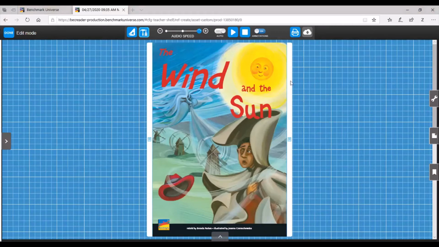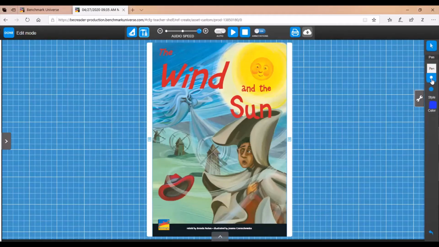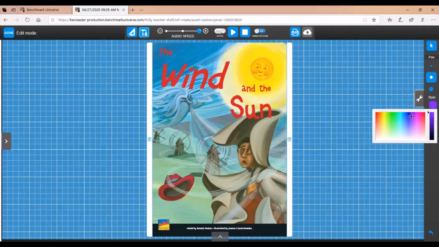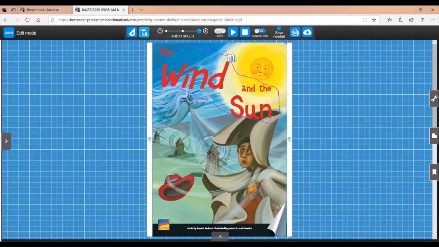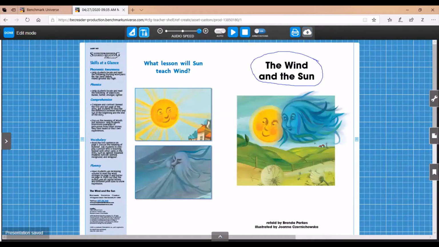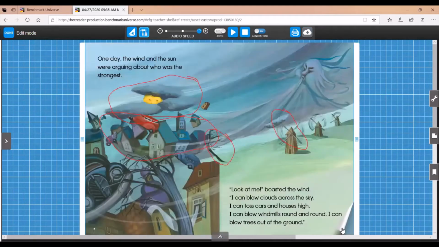Okay, so does the story have a title? Show me thumbs up if the story has a title. Yes. Okay, the story has a title. So I'm going to circle it, because that's one of the text features. Okay. It has a title.